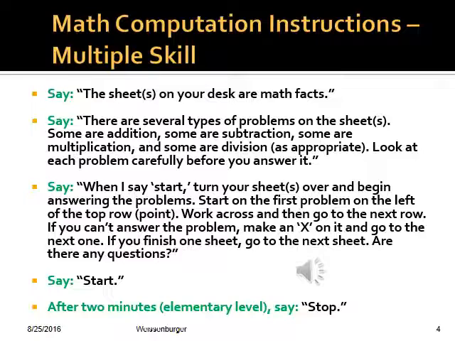Then you would say, when I say start, turn your sheet over and begin answering the problems. Start on the first problem on the left of the top row. Make sure you point to that on your example page. Then you say to the student, work across and then go to the next row. If you can't answer the problem, make an X on that problem and go to the next one. If you finish one sheet, go on to the next sheet. Are there any questions? Then pause for a few seconds to allow for questions. If there are none, then you, with your stopwatch in hand, say to the student, start, and commence timing.